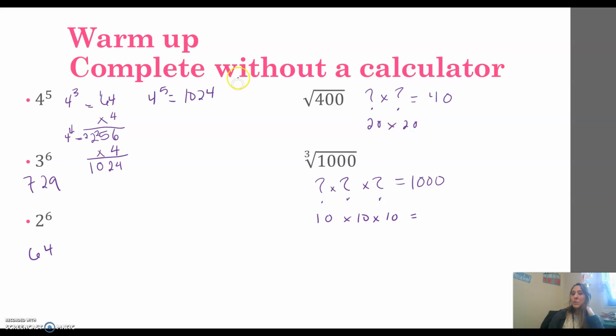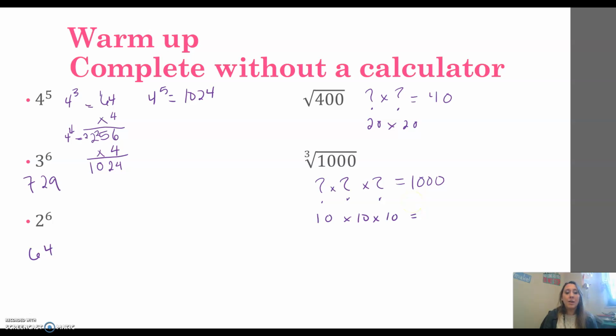And then 20 times 20 equals 400. I know that 400 is a perfect square, and I know that it's 20. I also know that 1,000 is a perfect cube because it was up on my wall, so I knew 10 times 10 times 10. All right, that is what we are starting with.